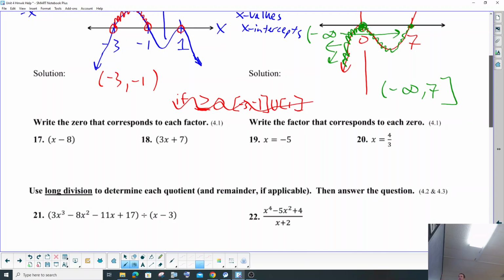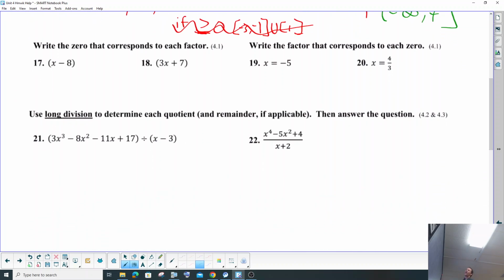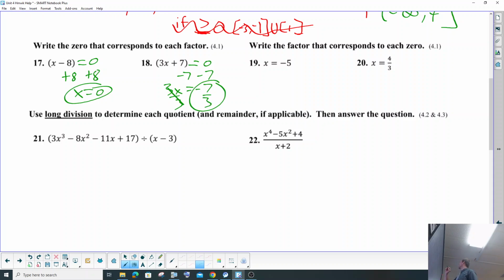Nice. All right, write the 0 corresponding to each factor. So these ones are easy. Remember, you're just adding 8 to the other side and just finding the zeros. Minus 7 to the other side. Divide by 3. So we get negative 7/3. This is going backwards. Put it back with your x.